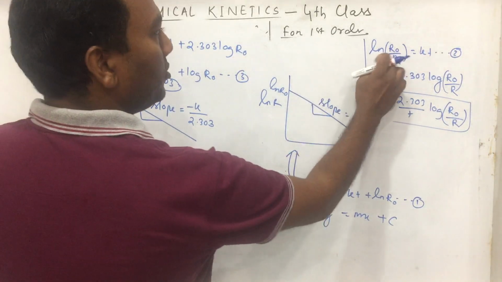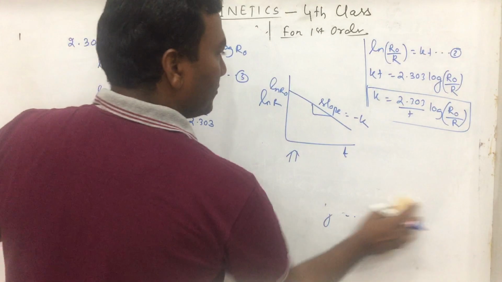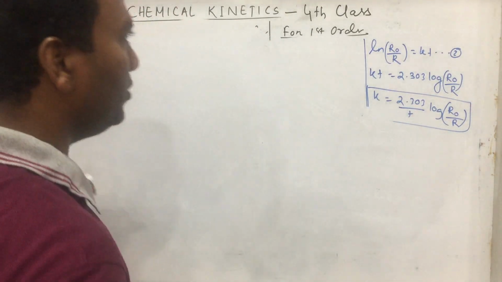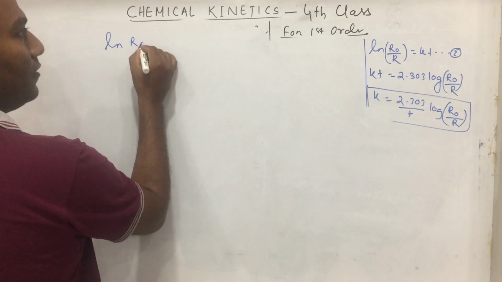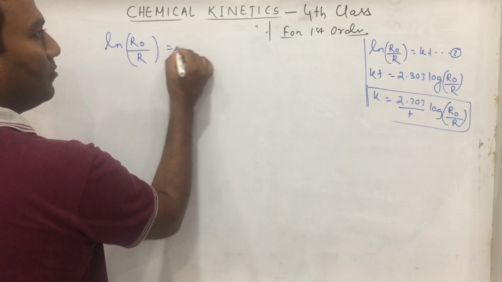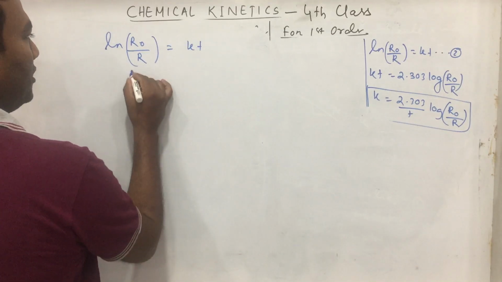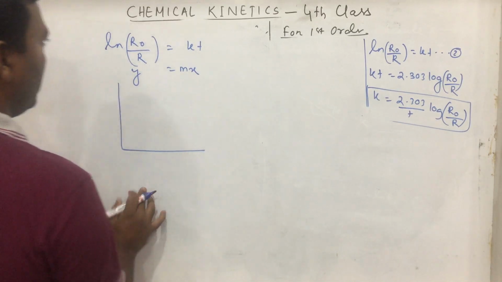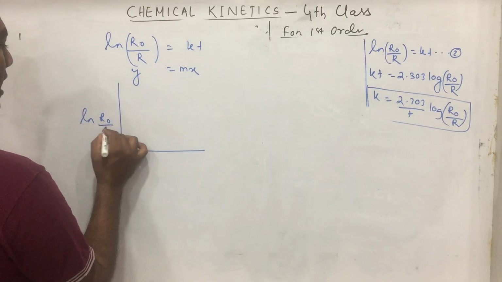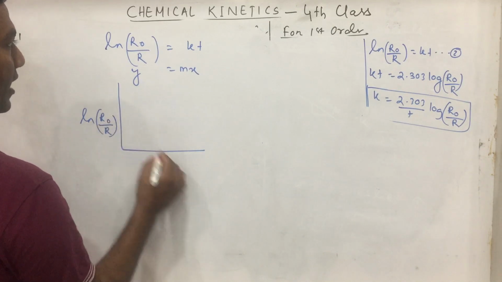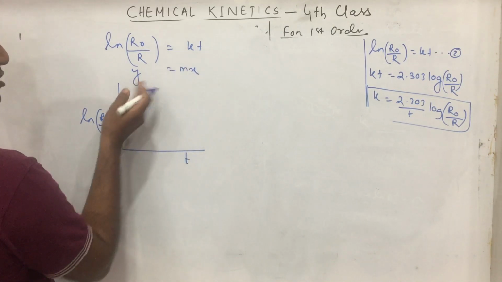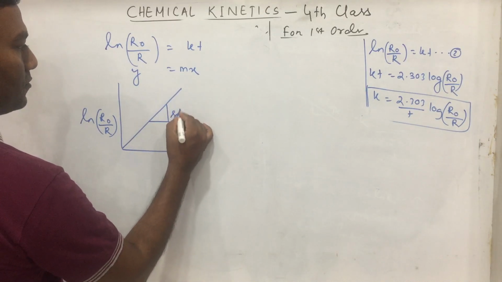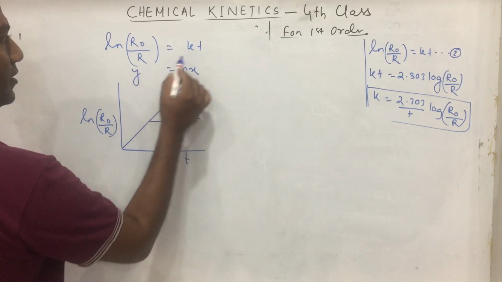Similarly, come to equation 2. How can we plot the graph? Equation 2 is ln r naught by r equals kt. So it is y equals mx. If we draw the graph of ln r naught by r versus t, it is a straight line, like this. So the slope is positive. So what is the slope?